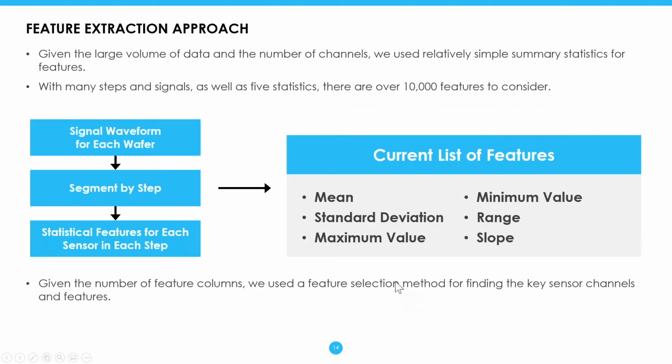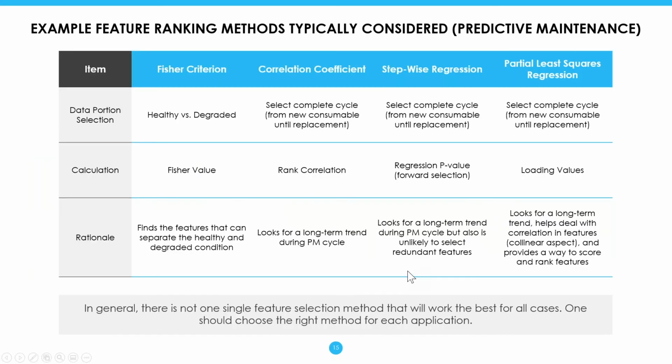Now, from our team's experience, we had to extract statistical features for each signal for each process step. This has worked quite well for us for this type of semiconductor manufacturing application. We calculate various statistical features such as mean, standard deviation, slope, range, and other goodness of fit characteristics. This analysis step generates a large pool of potential features that we can consider and investigate.